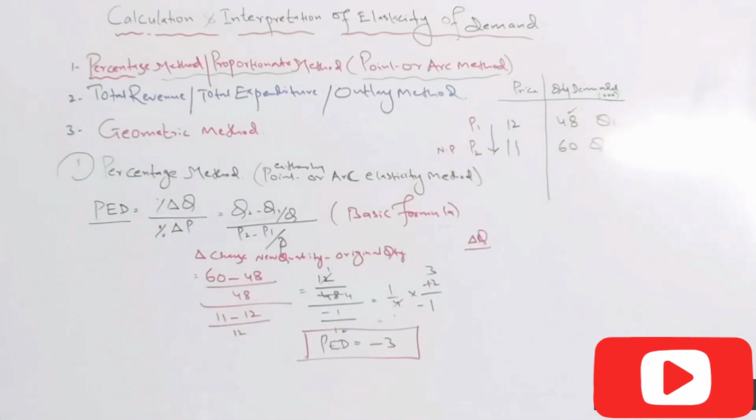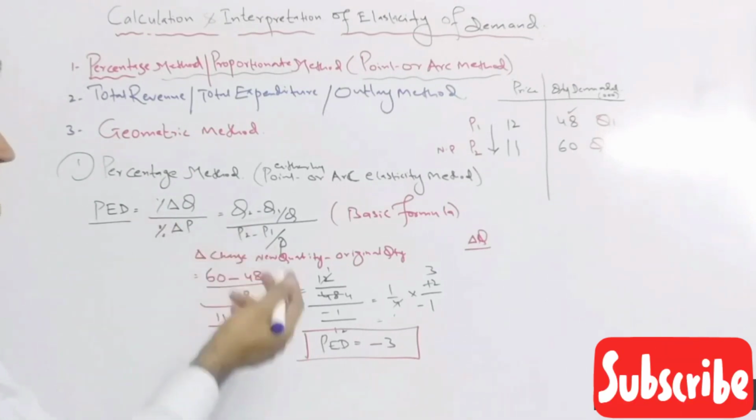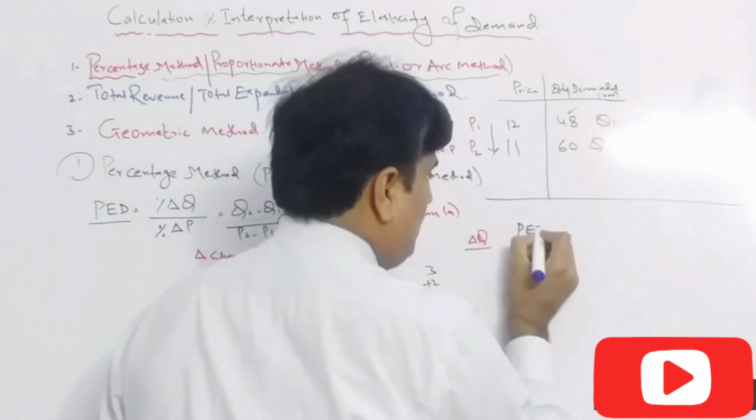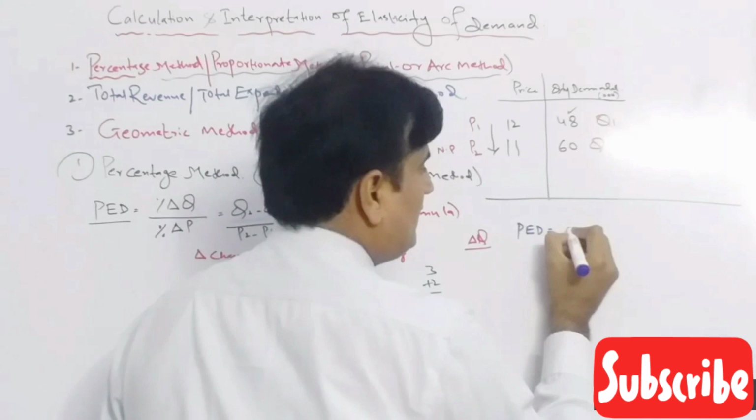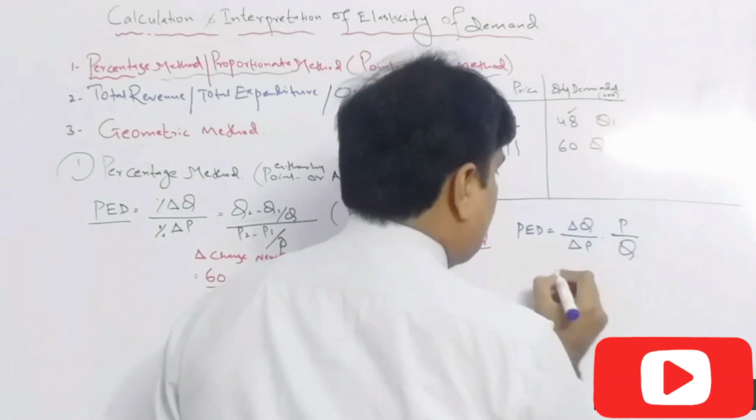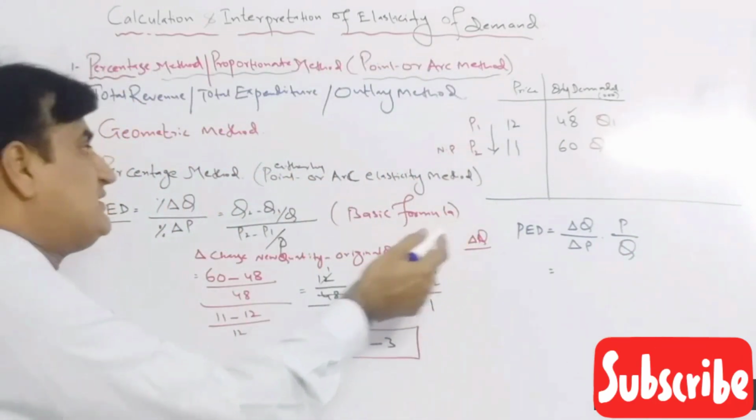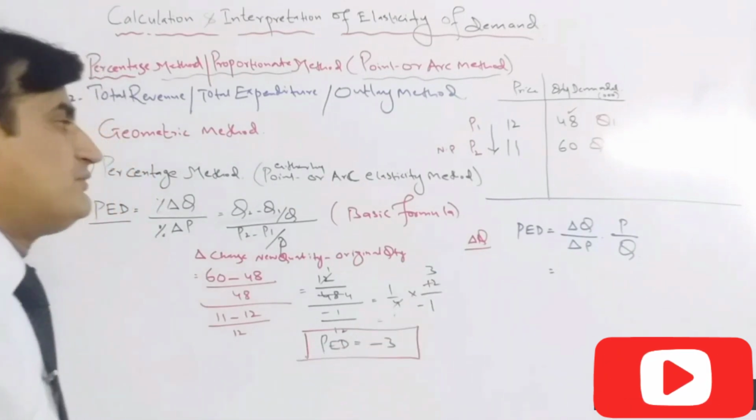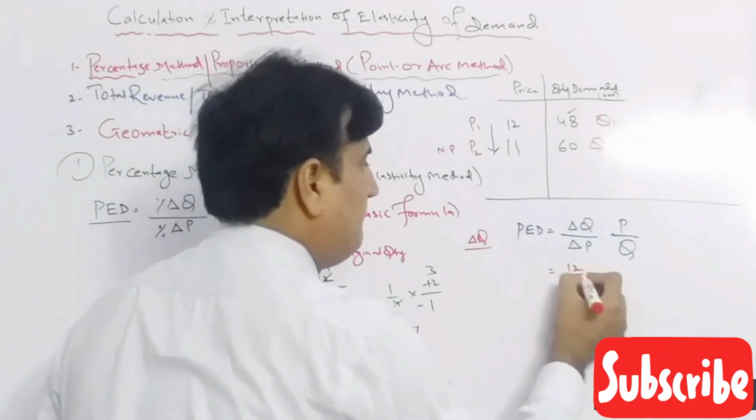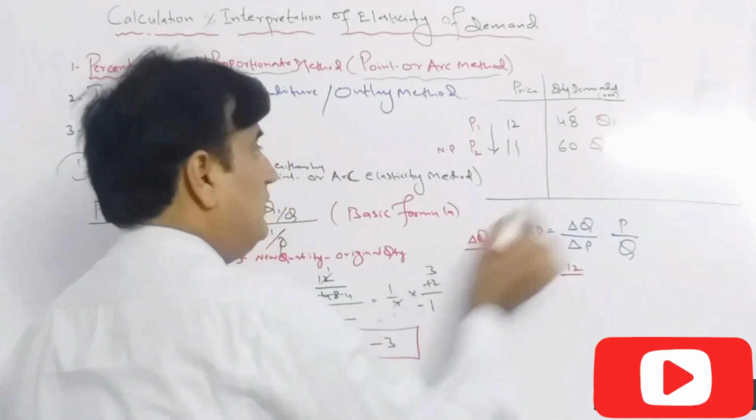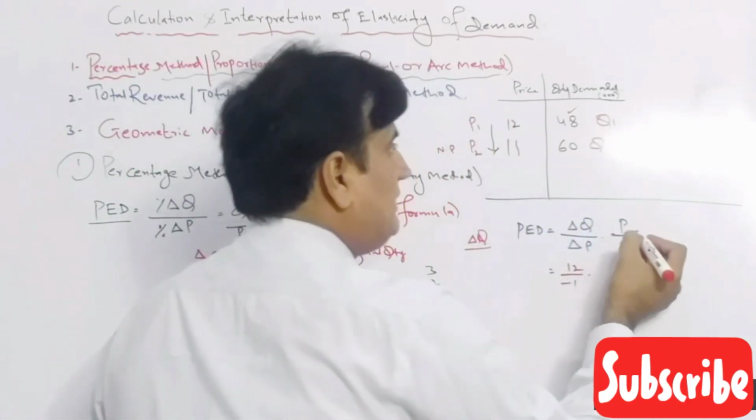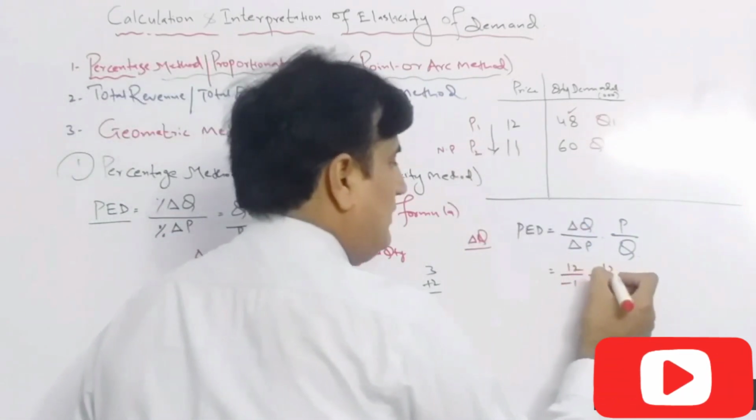Now we can calculate the price elasticity of demand by using another formula. By rewriting this formula, the price elasticity of demand is equal to change in Q over change in P, multiplied by P over Q. This is also a percentage method. This formula can be rewritten like this. Now, as we know, the change in quantity is 12. Change in P is equal to 11 minus 12, so minus 1. This is the P, where P means the original price, which was 12.